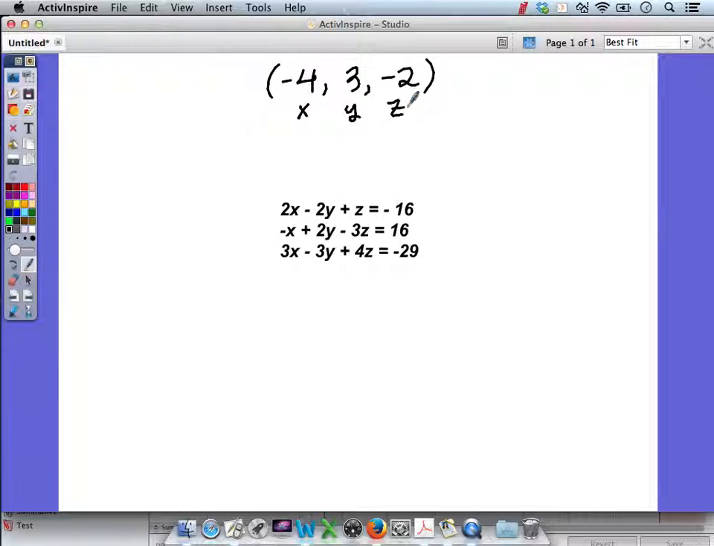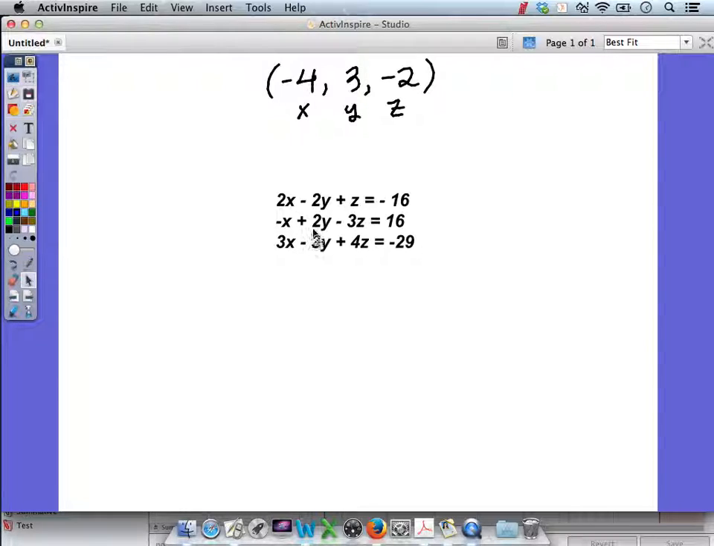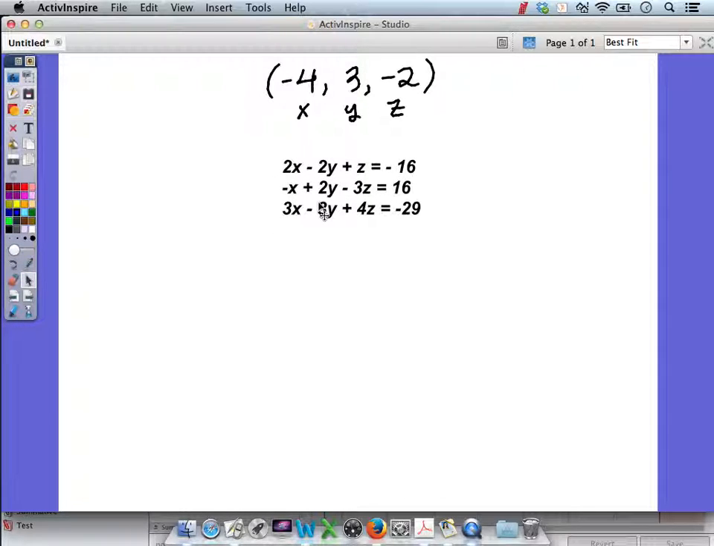So I give this test, and one of the things that I am surprised that students do not do is go back in and check. If you want to make sure that this is correct, then you have to substitute every point, negative 4, 3, and negative 2, into every equation. So you're going to start with that first equation, 2 times negative 4 minus 2 times 3 plus negative 2, and you're going to make sure that that checks out to be negative 16.